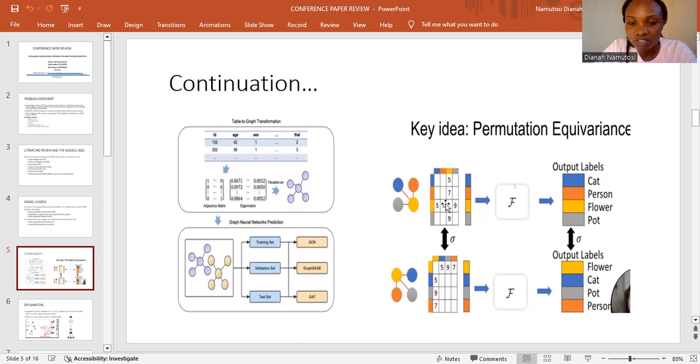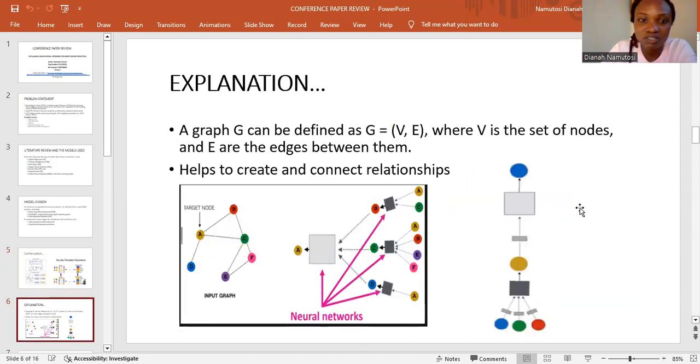Here it's showing us that you can have different graphs, different groups of people with the same characteristics or features, but no matter the order in which they come, you'll always get the same final result, whether they have the disease or not, depending on the characteristics.